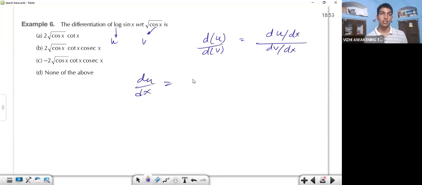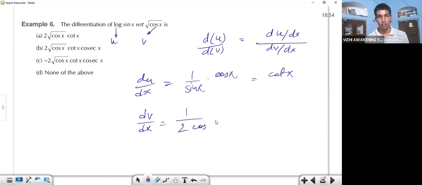Log of sine x. What is the differentiation of log? That is 1 by sine x into the differentiation of sine x, which is cos of x. Differentiation of x is further 1. So this is cot of x. Differentiation of v with respect to x: root of cos x, so 1 by 2 root cos x into the differentiation of cos x, which is minus of sine x.